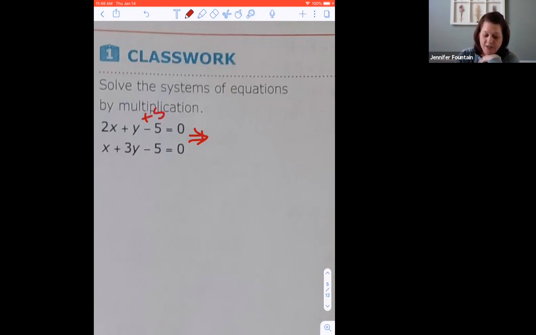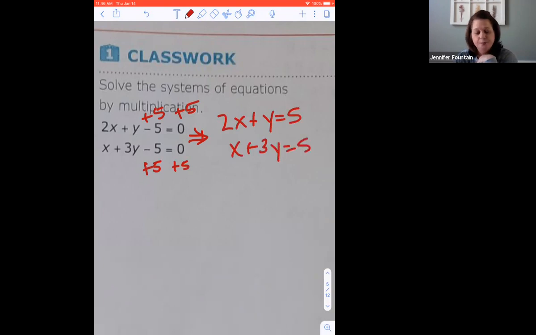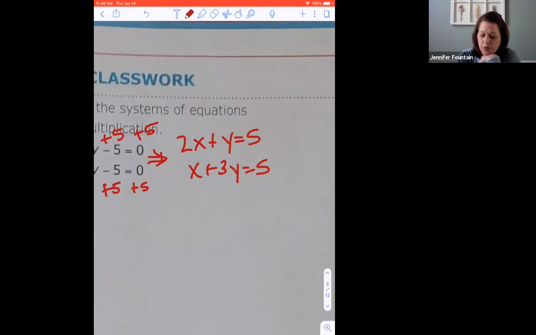So I'm going to add 5 to each side here, add 5 to each side here. So 2x plus y equals 5, and x plus 3y equals 5. So again, I want to make opposite terms. So I'm going to multiply my second equation by -2. Multiply by -2. So that means I've got to distribute to each term.